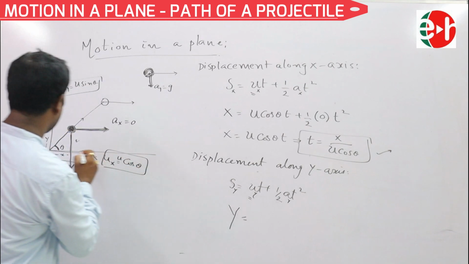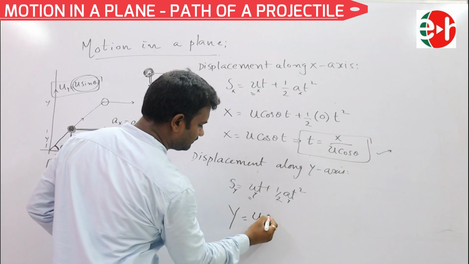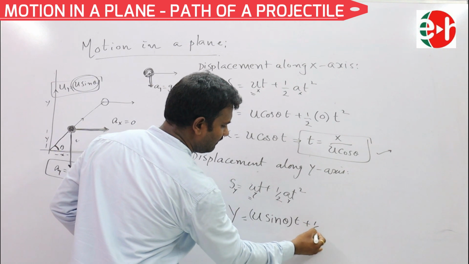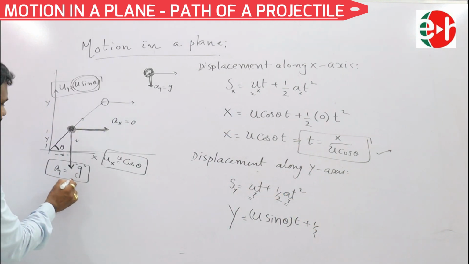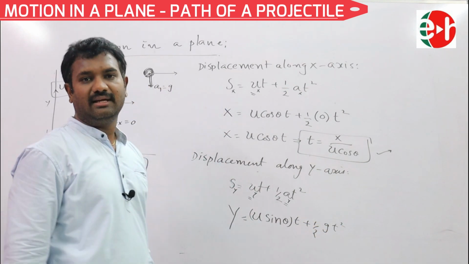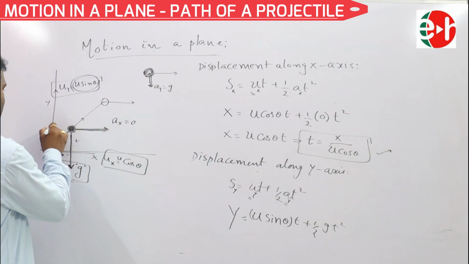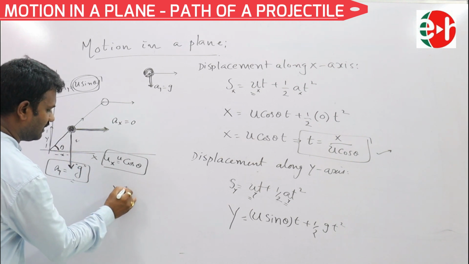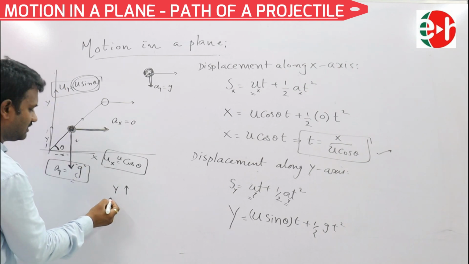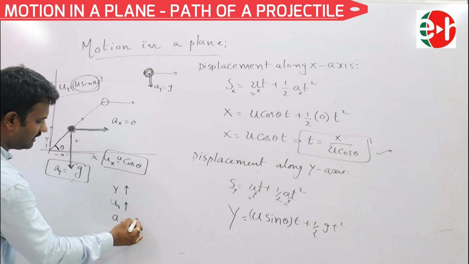What is our u_y? u_y equal to u sin theta, the motion along y-axis is equal to how much? u sin theta into t plus half. Here the acceleration along y-axis equal to how much? g into t square. As you know already, here I have to apply the sign convention. Here the displacement is in the upward direction, so y is in the upward direction. u_y, initial velocity, is also in the upward direction. Acceleration a equal to g, which is in the downward direction.